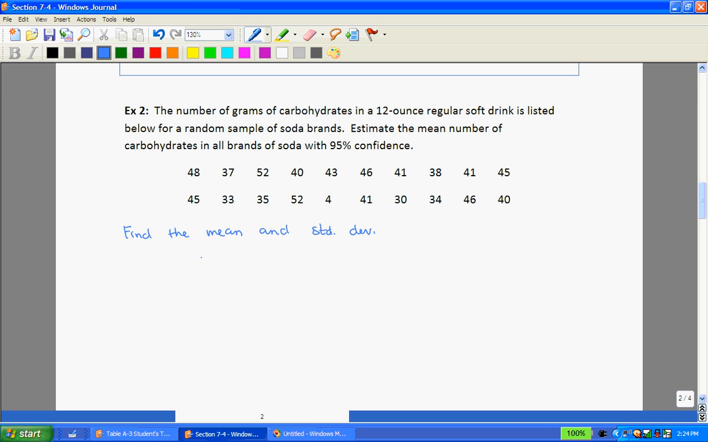Okay, so after I put everything in my calculator, I found that the sample mean was 41.6 and the sample standard deviation was 5.99. It's also worthy to note that the sample size, because we do need that, is 20. Now the next thing I need to do is look up the t critical value.